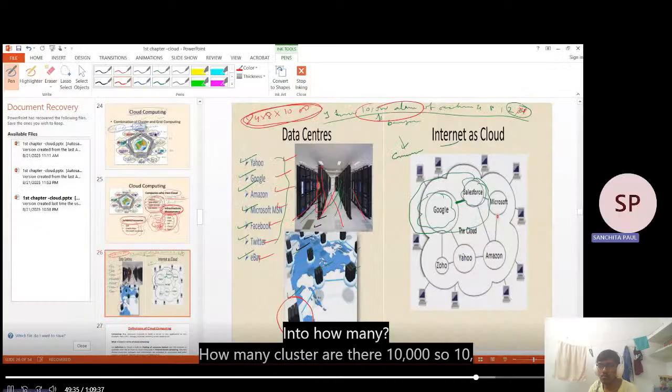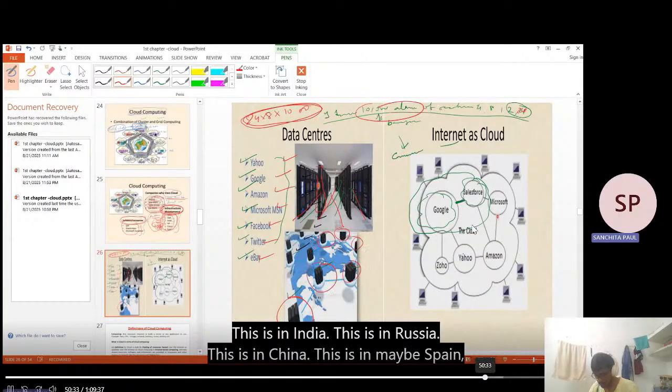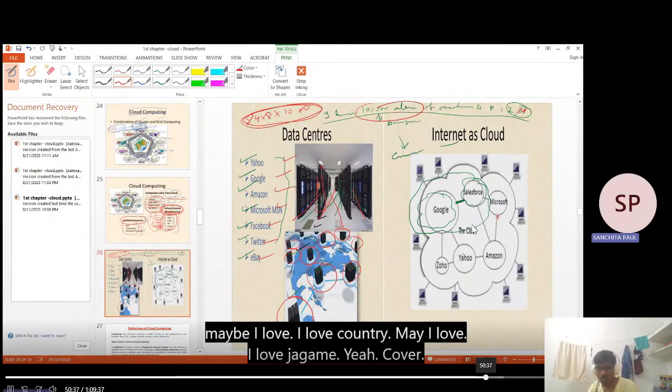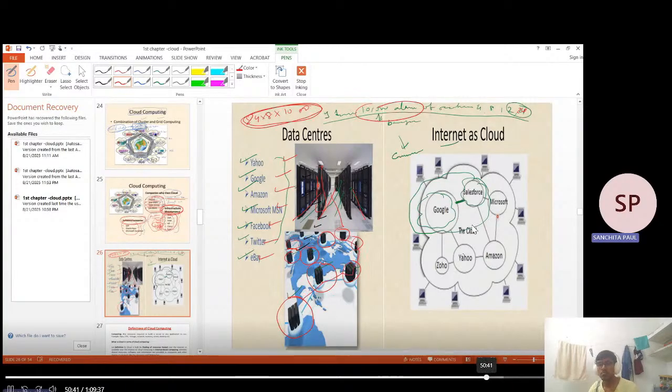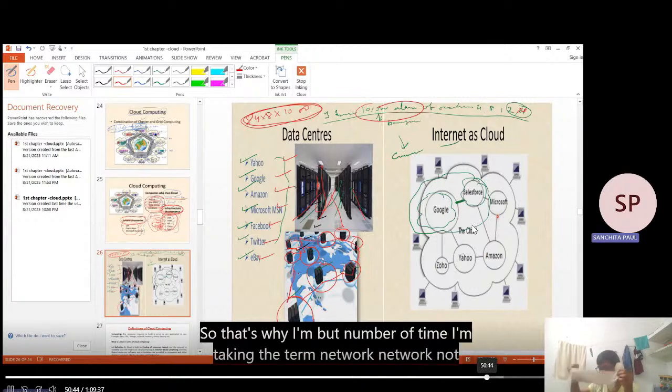So Yahoo, Google, Amazon, Microsoft, Facebook, Twitter, eBay, they have their own data centers worldwide. This is one data center in the world. Suppose this is in America, this is in Europe, this is in India, this is in Russia, this is in China, this is maybe in Spain, in different countries at different places it is kept, okay. And these are all connected in a high configuration interconnection network. That's why many times I'm taking the term network, not internet, network.